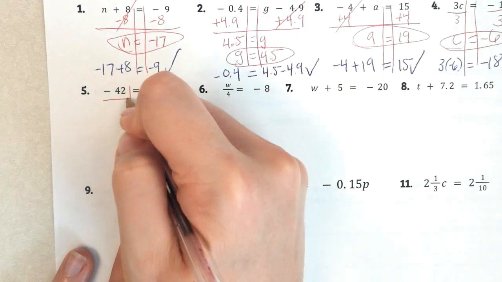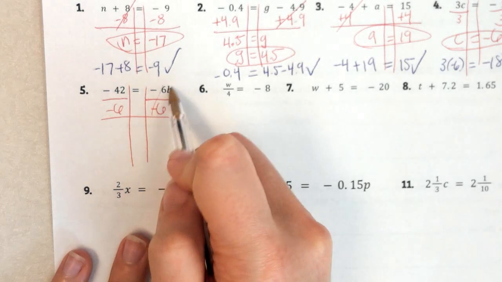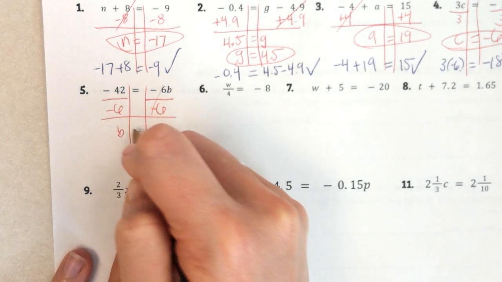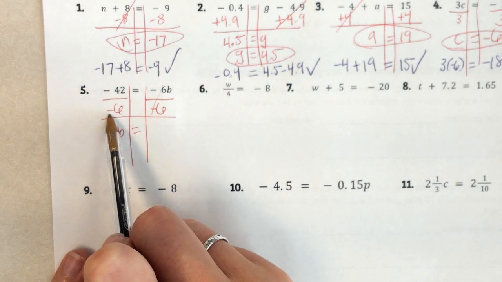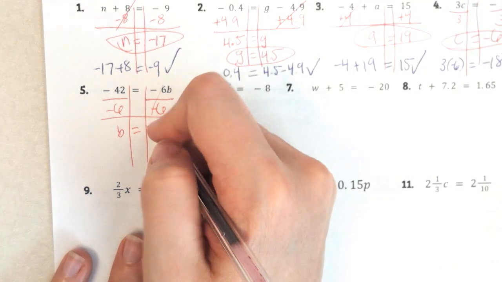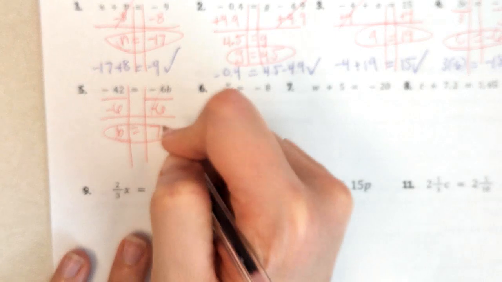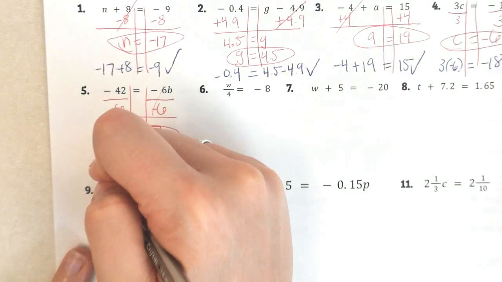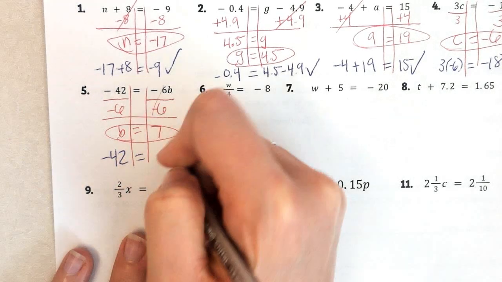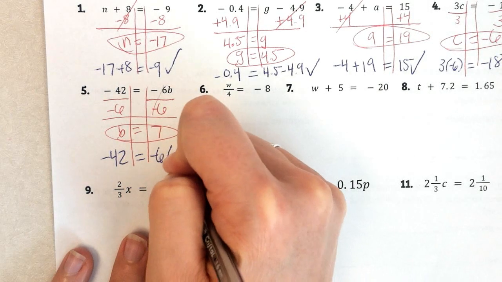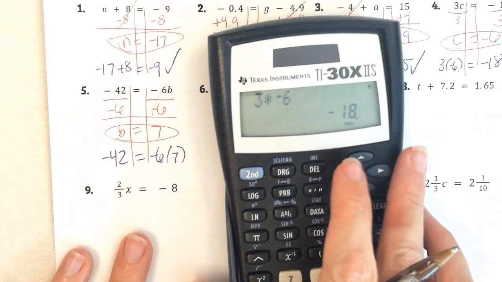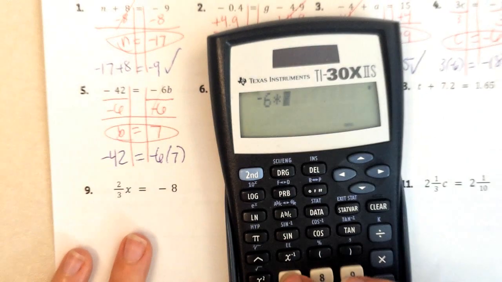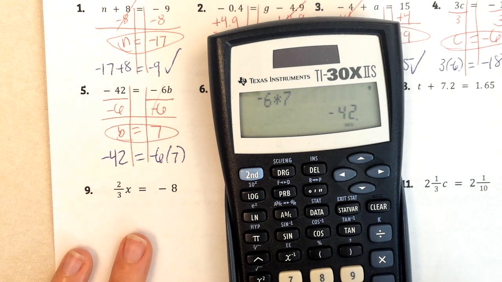Okay? So when I divide by negative 6 on that side, I end up with just b left, so I'm going to switch the order right now. B is equal to a negative divided by negative is a positive. 72 divided by 6 is 7. I'm sorry, 42, not 72. 42 divided by 6 is 7, and when I go to check, negative 42 is equal to negative 6 times 7, so let's see, negative 6 times 7, does that give me negative 42? And it does.